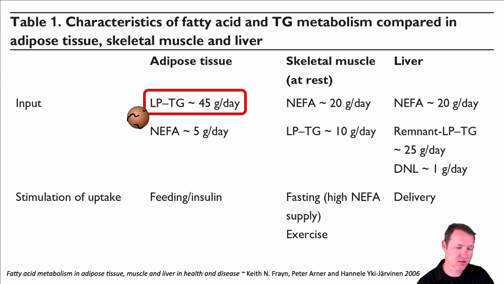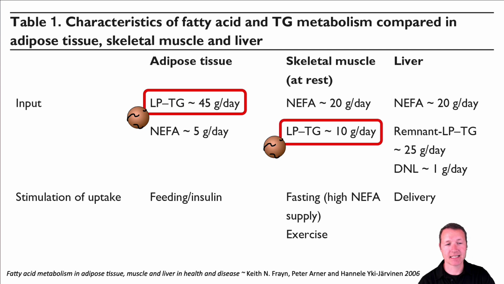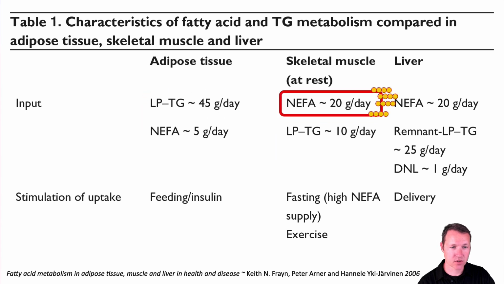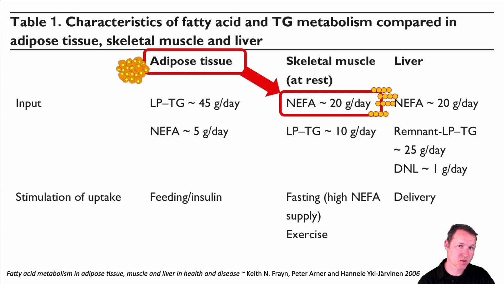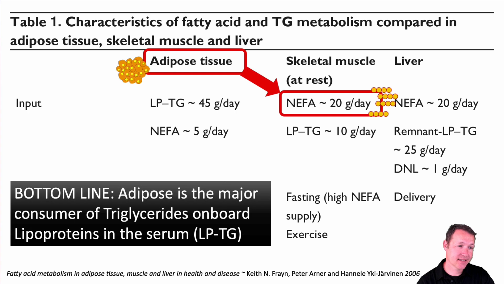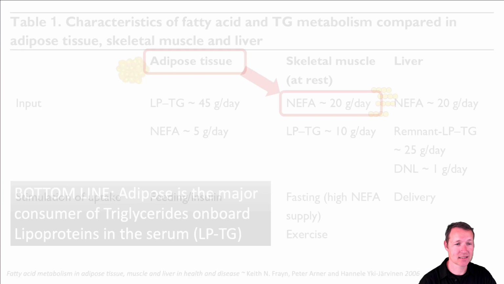Meanwhile, what about skeletal muscle? Is it getting about the same amount? It's not. It's getting about a third, about 10 grams a day, compared to what it normally gets. What it's normally getting, two thirds, are non-esterified fatty acids. And where would it be getting non-esterified fatty acids? Well, likely from adipose tissue. And thus, the bottom line is adipose is the major consumer of triglycerides onboard lipoproteins in the serum. And it seems to be providing a lot to skeletal muscle, which is why I really like this next slide a lot.